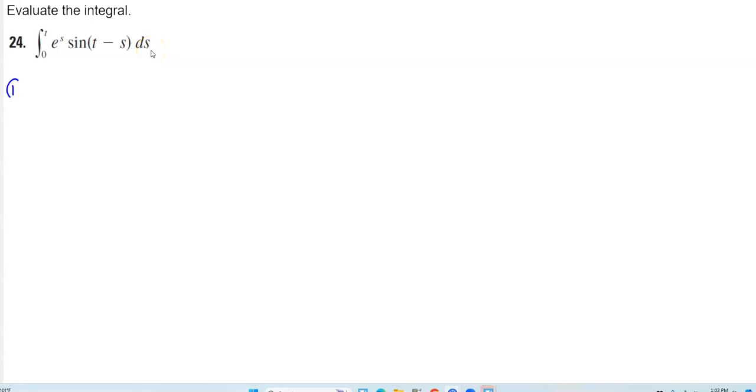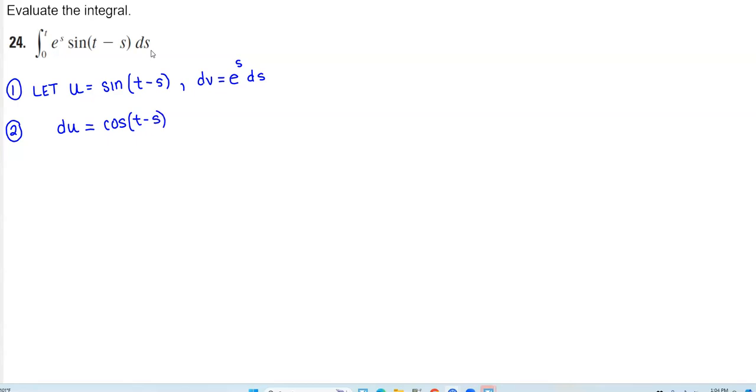So in this problem here, we're going to let u equal the sine of t minus s. And then dv is going to equal e to the s ds. So let's take the derivative with respect to s. So the derivative of sine is cosine of t minus s.